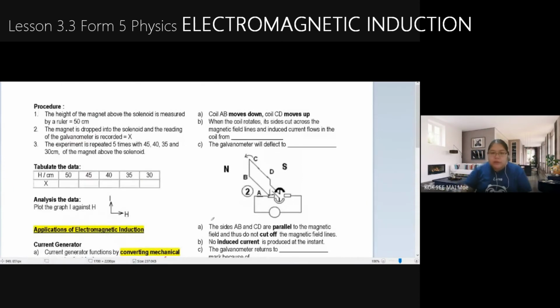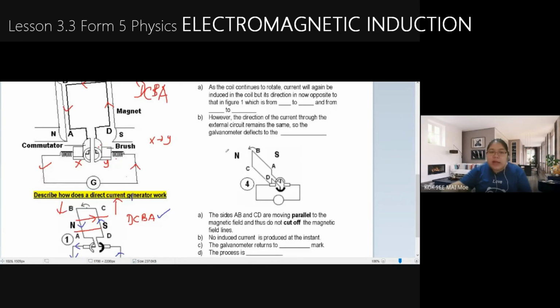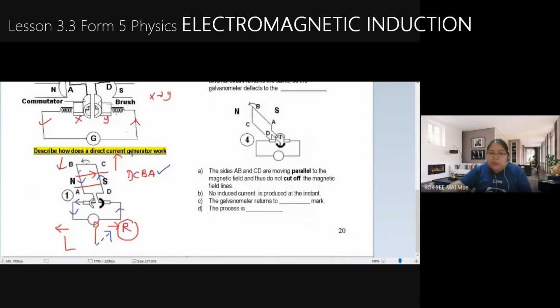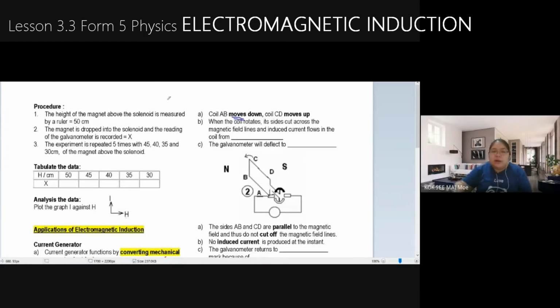Before the second part, we need to answer the question first, fill in the blank. For the exam, there is no fill in the blank, you need to write all. Coil AB move downward. You must say where coil AB moves first. The diagram shows you: coil AB goes downwards, coil DC goes upwards. So you mention how they rotate first.